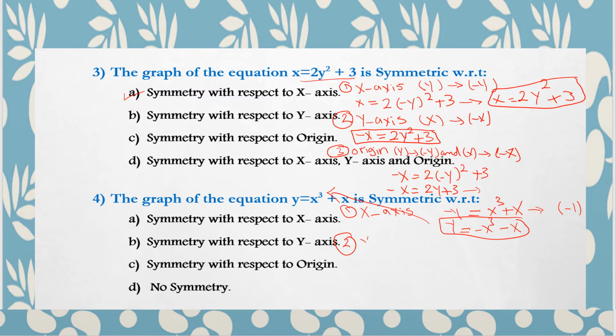Again, for the y-axis, and this by replacing the value of x with negative x. So y equals negative x power 3 plus negative x, and this equals negative x power 3 minus x, and this is not equivalent to the original equation.